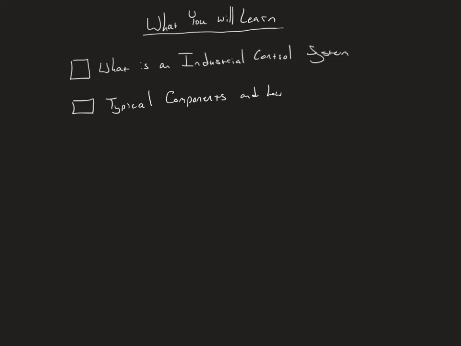After this lecture, you should understand what an industrial control system is, the typical components and how they work. You will be exposed to a simple example and the basic idea of how an industrial control system functions. Finally, we'll apply this basic understanding to a real industrial control system.